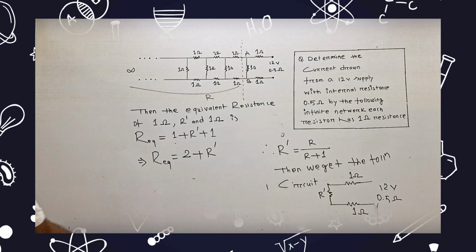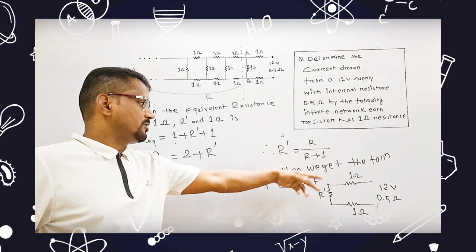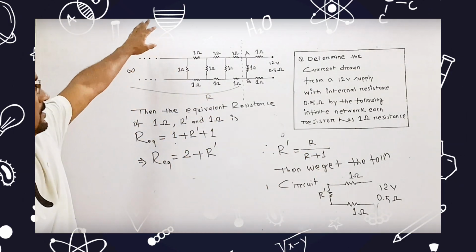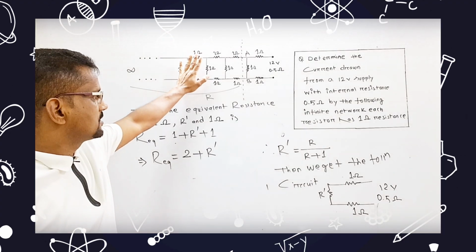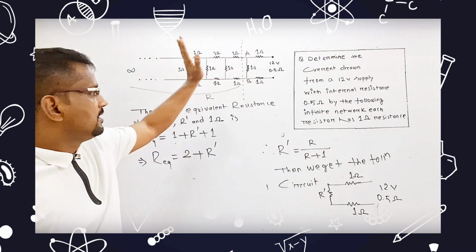Now you see R dash value is known to us. In terms of R we have calculated, where R is the equivalent resistance, total resistance of the network leaving one unit.